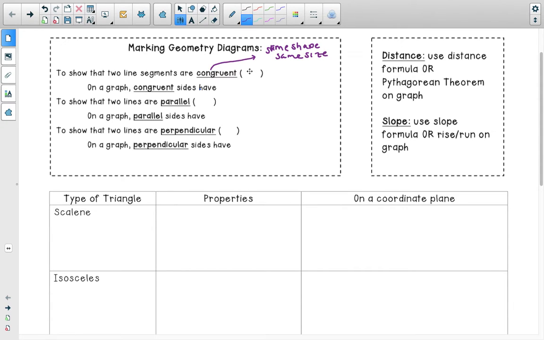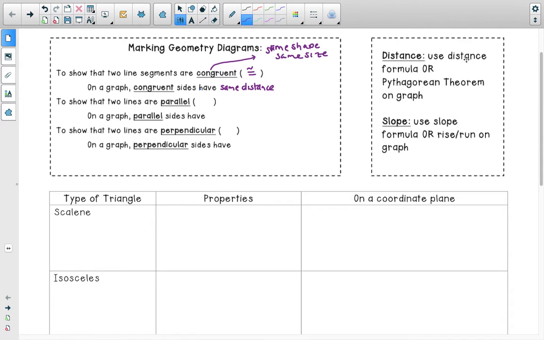The symbol for congruence is when you have an equal sign and then a tilde on top, because this shows the same size. The equals shows the same size. The tilde shows the same shape. So we have the congruent symbol, same size and same shape. On a graph, congruent sides have the same distance. So in order to find that, you would use the distance formula.